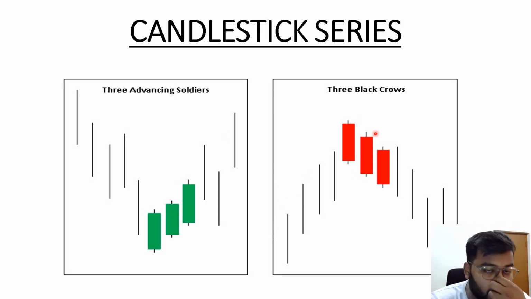In the 3 black crows, that is the bearish pattern, what will happen? After an uptrend, a red candle will be formed. The second and the third candle will be in such a way that the open of the second and third candle will be within the body of the previous candle or within the low or below the low of the previous candles. So it will be formed in a 1, 2, 3 manner. Yeah, so let me just show you some examples. Then it will be much clearer to you.